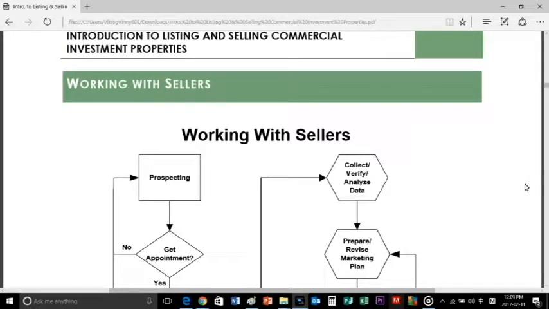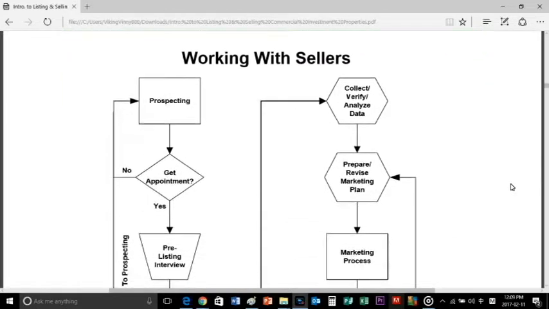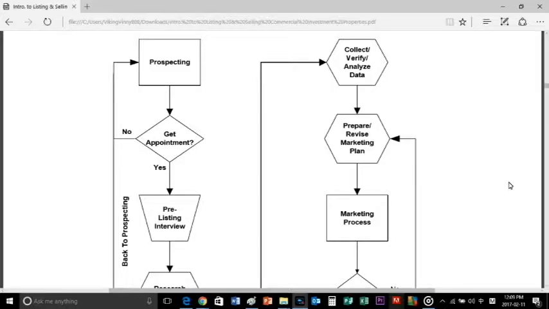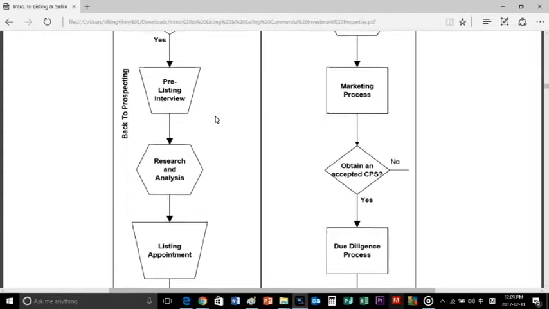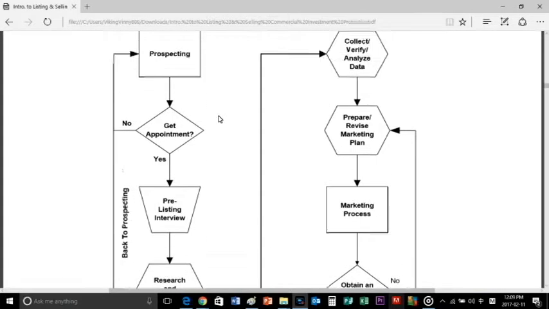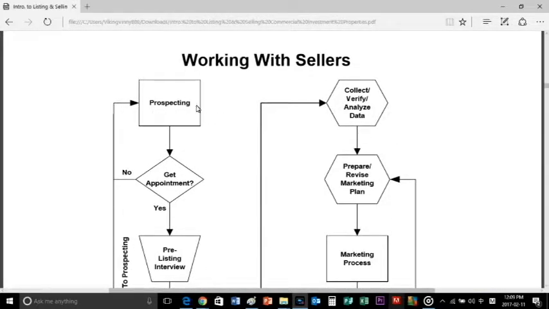Working with sellers. Here's a graph. On the left-hand side here, what is this here? All right. It says prospecting on top. Going down, you get the appointment. No, you got to go to the left.